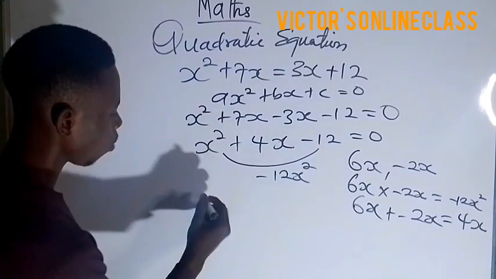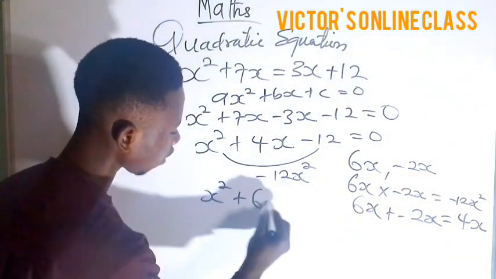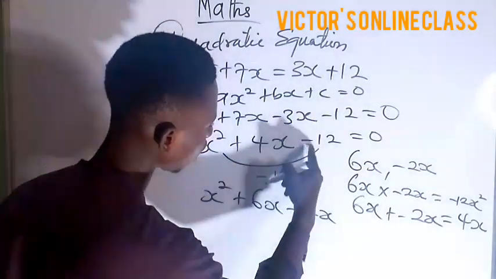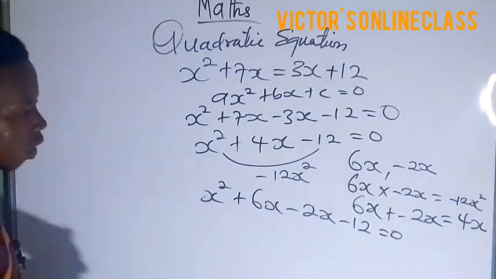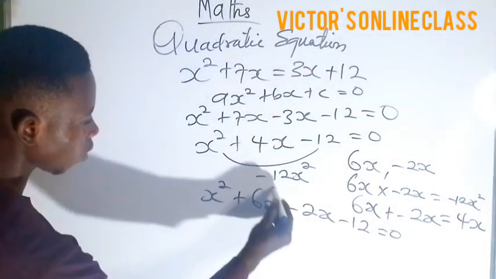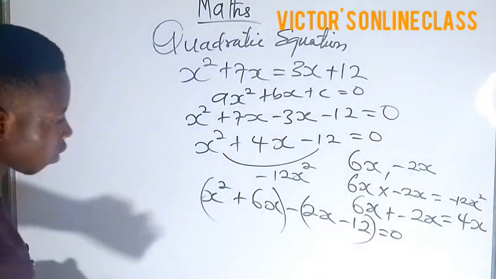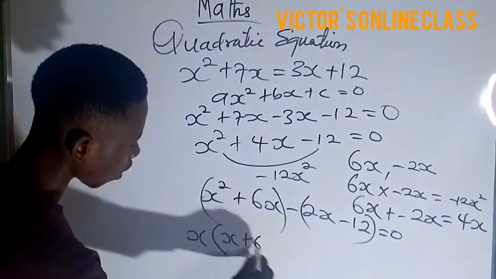Therefore we'll be having x squared plus 6x, plus minus will give us minus 2x, and then here we have minus 12 equal to 0. Now, having reached this point, you're going to close each of the brackets. Factor out x here, and you are going to have x open bracket x plus 6.